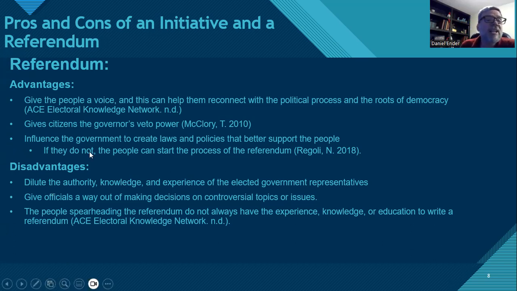Okay, disadvantages. It can dilute the authority, the knowledge, and the experience of the elected government representatives. It gives officials a way out of making decisions on controversial topics. So if there's something they don't want to say yes or no on, they can let the people decide. The people spearheading the referendum do not always have the experience, knowledge, or education to write a referendum.